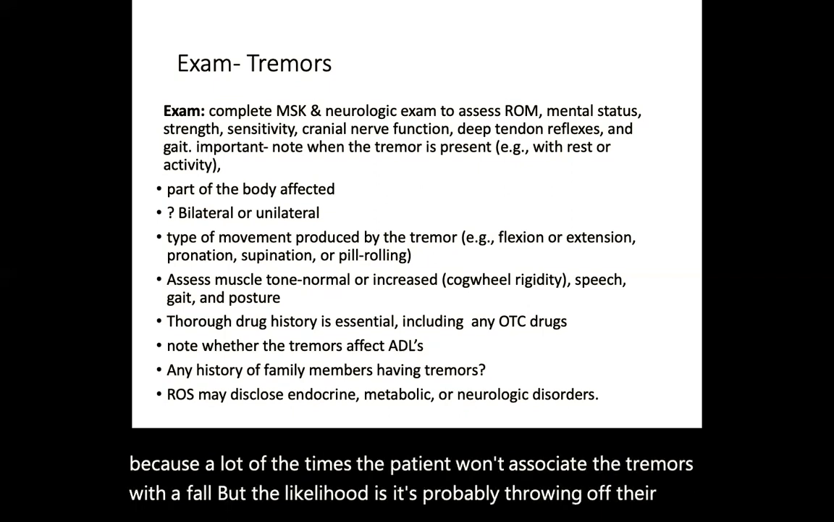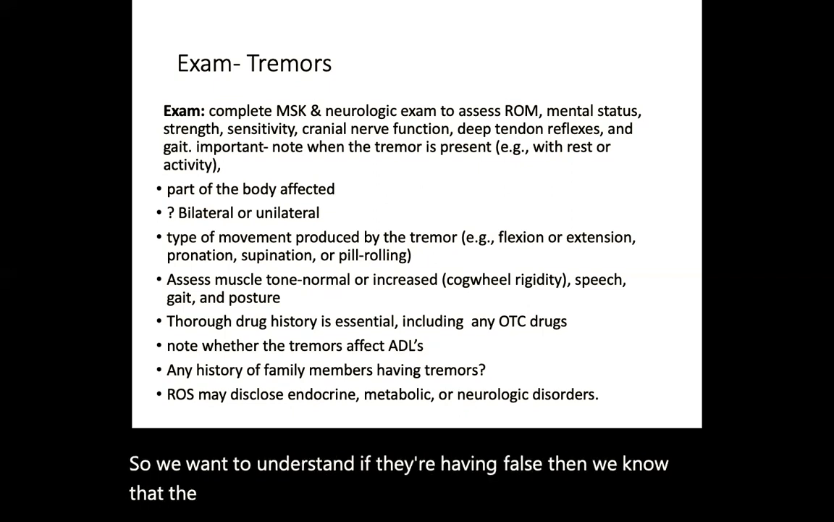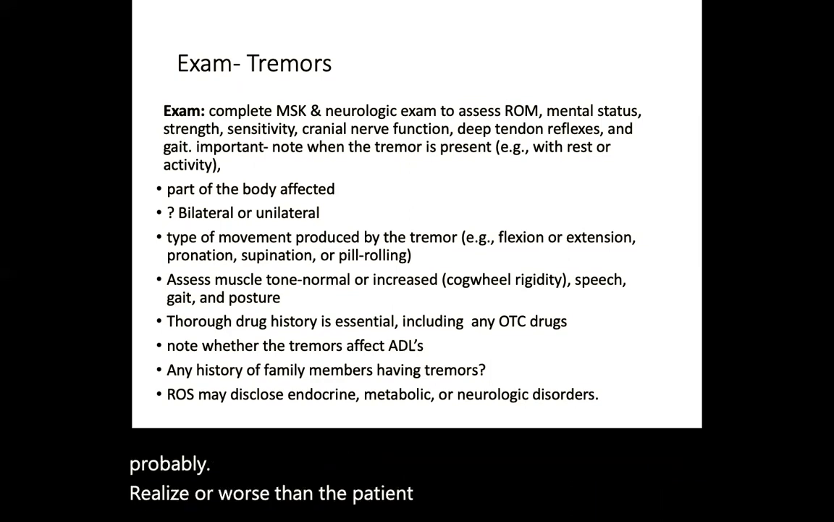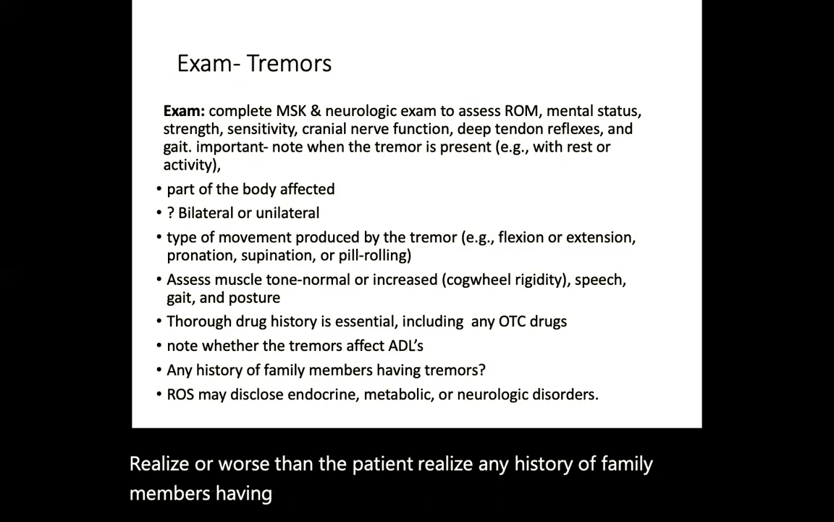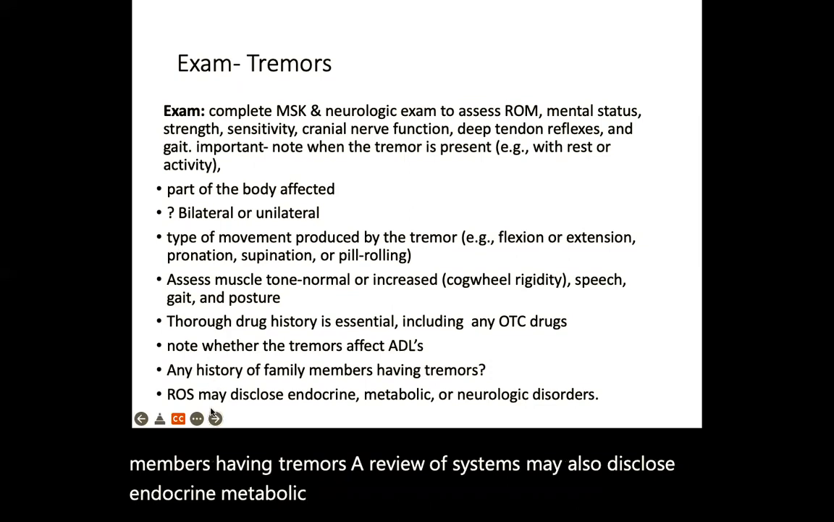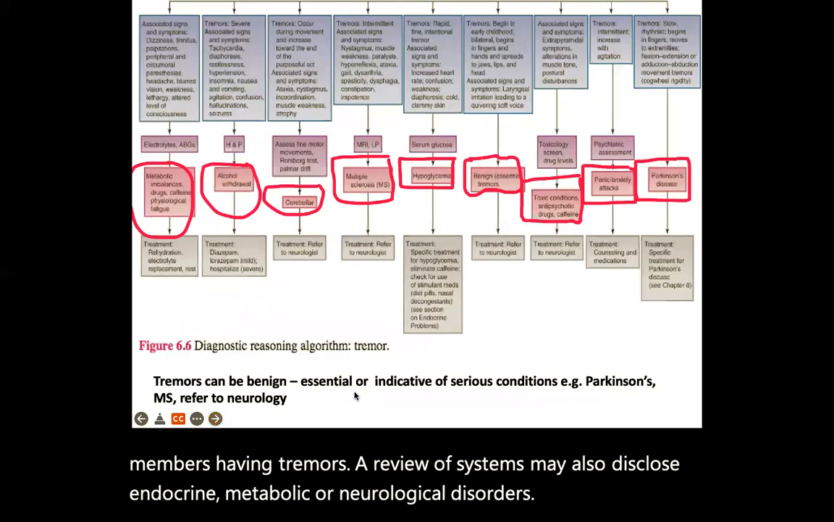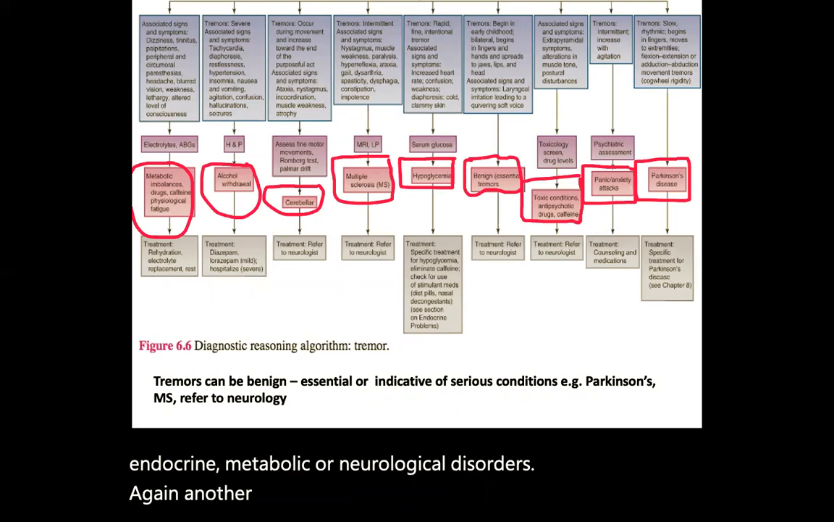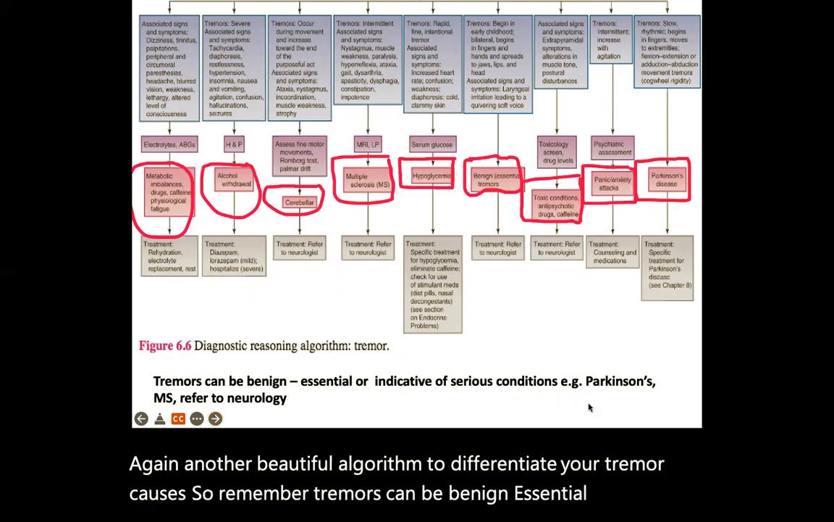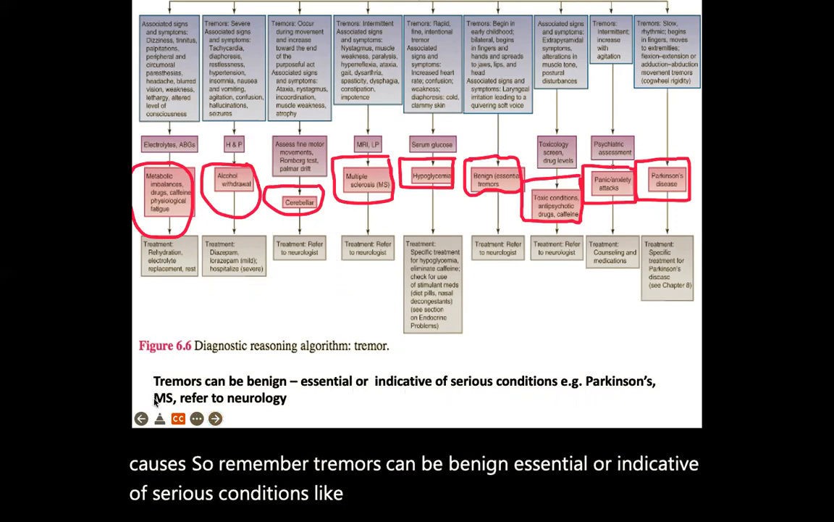So we want to understand if they're having falls, because then we know that the severity of their tremors is actually worse than we probably realize, or worse than the patient realized. Any history of family members having tremors? A review of systems may also disclose endocrine, metabolic, or neurological disorders. Again, another beautiful algorithm to differentiate your tremor causes. Remember, tremors can be benign, essential, or indicative of serious conditions like Parkinson's or MS. You want to refer to neurology.